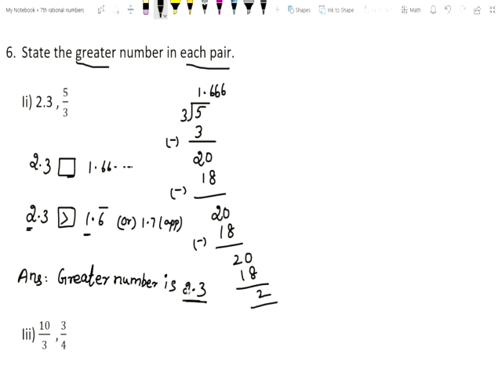Do you understand, children? First we need to convert into decimal form. After that we have to compare the numbers. After converting this we are getting 1.6 and it goes on, so you can write it as 1.6 bar. If a bar is there, it represents that this number goes on repeating indefinitely. Or else the approximate value is 1.7. Now you compare the numbers. In 2.3, 2 is the whole number. Here 1 is the whole number. So in these two, 2.3 is greater. So the greater number is 2.3. Do you understand, children? See the next one.